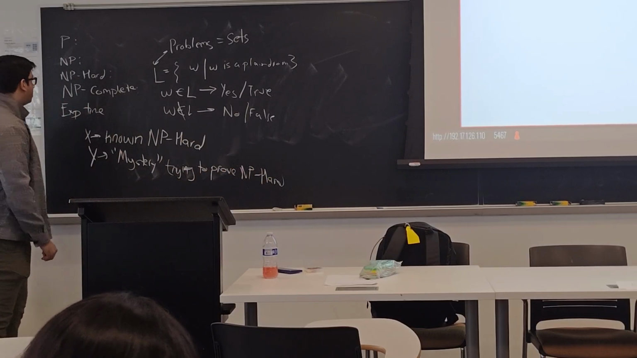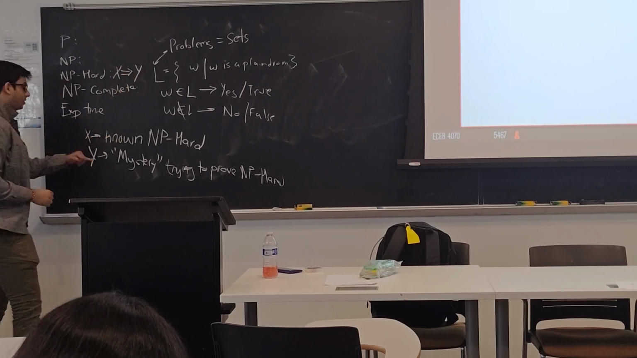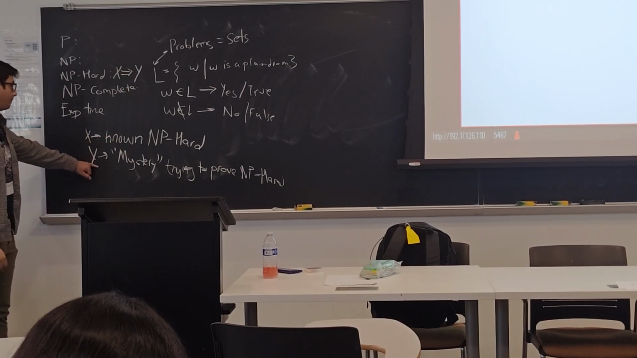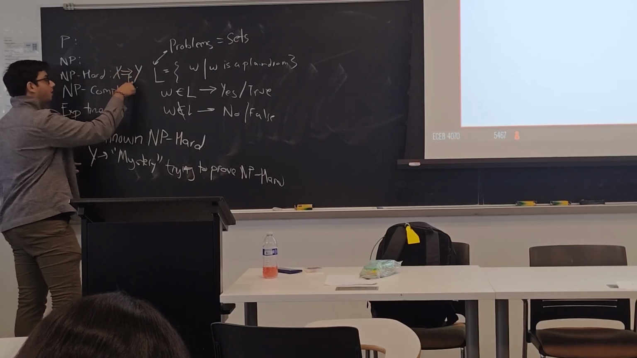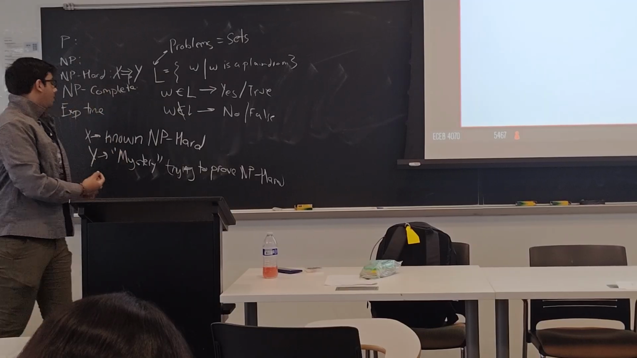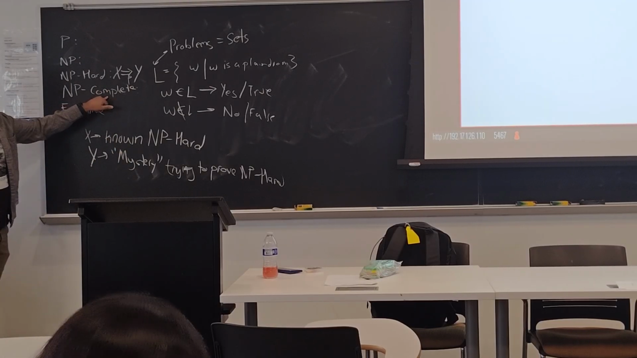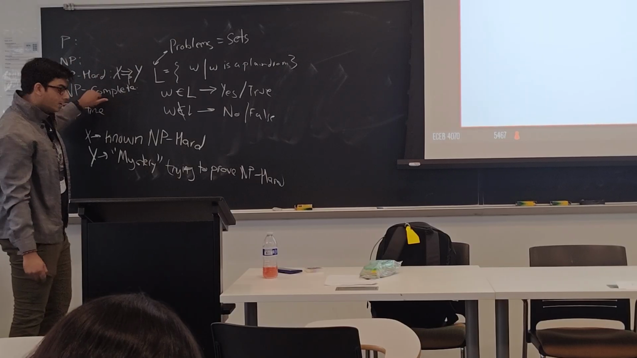If you can reduce from X to Y, that is, assume you have a magical black box for Y, if you can find a polynomial time reduction from X to Y, then the problem is NP hard. Finally, a problem is NP complete if it's both in NP and NP hard.